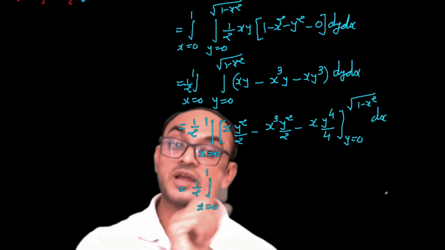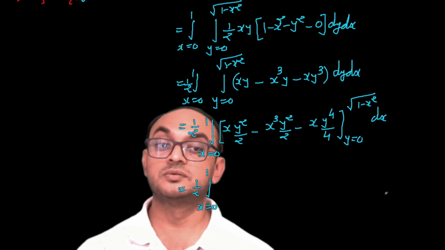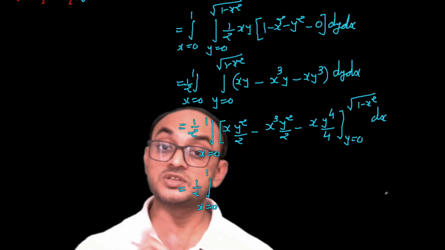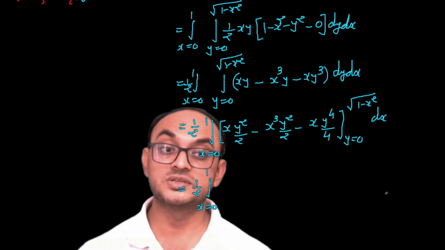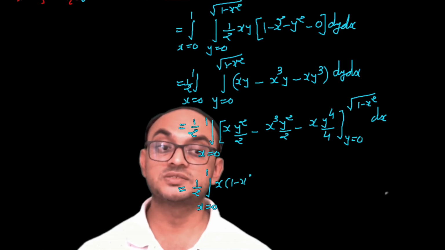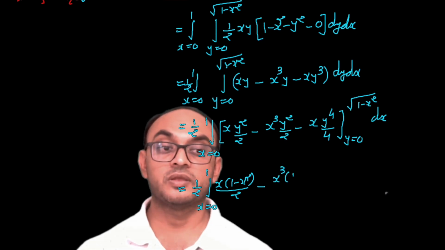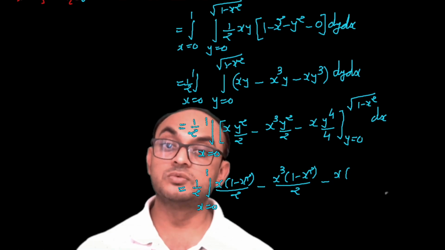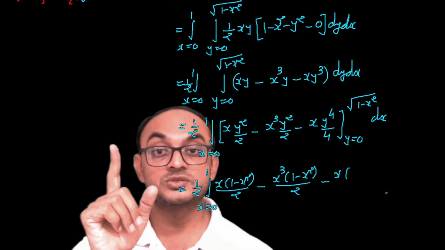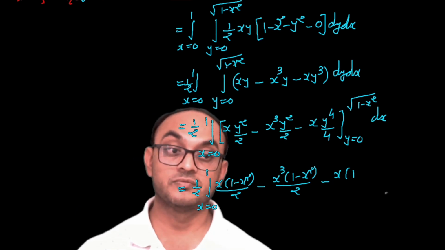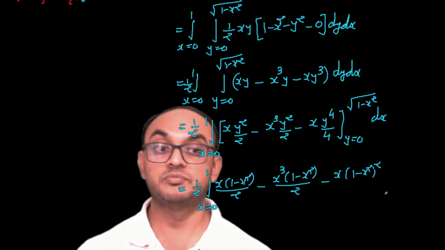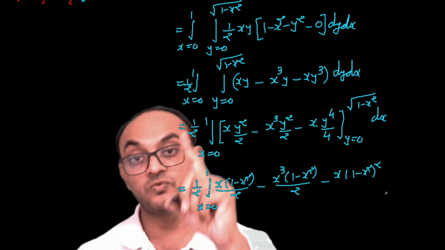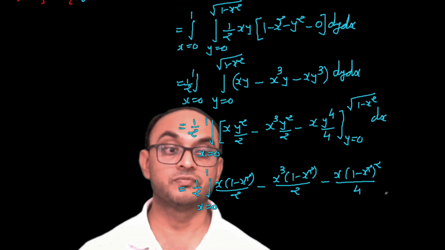This is equal to 1 upon 2 integration x equal to 0 to 1. When we substitute y equal to under root 1 minus x square, then what is y square? Y square is 1 minus x square. So this is x into 1 minus x square by 2, minus x cube, y square is 1 minus x square divided by 2, minus x into, what is y raised to 4? Y square is 1 minus x square. So y raised to 4 is 1 minus x square whole square. Don't make a mistake here. Don't write 1 minus x square raised to 4 hurriedly. Divide by 4 dx.